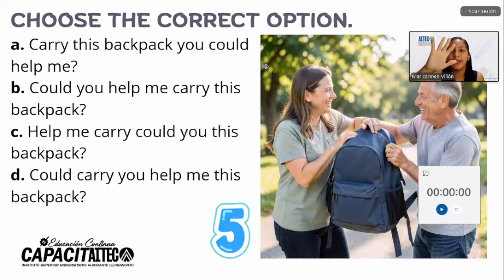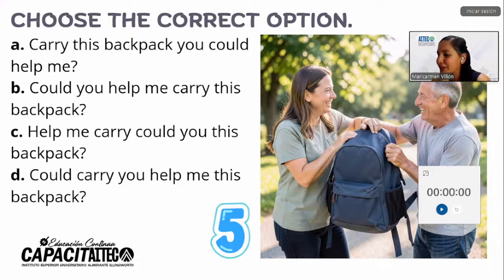Okay, number 5. Look at this one. Choose the correct option. Could you help me carry this backpack? We don't start with verbs in questions. No empezamos con verbos en preguntas. Usted ya sabe, ¿no? Getting really clear now. Could you help me carry this backpack?